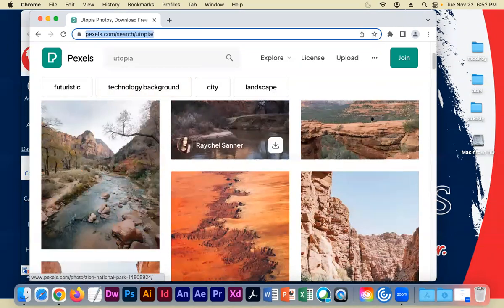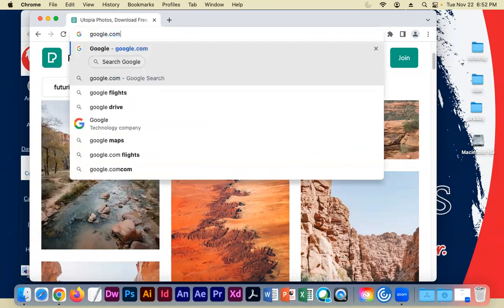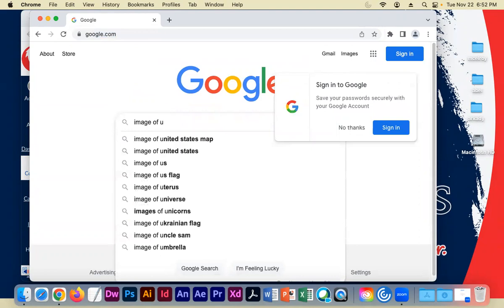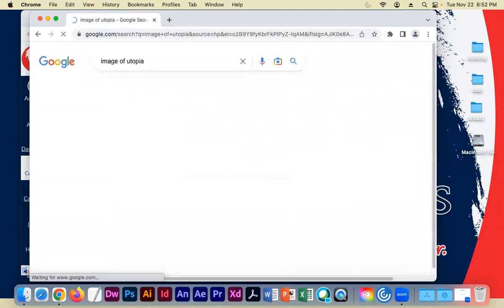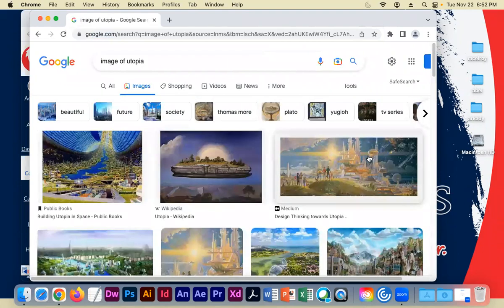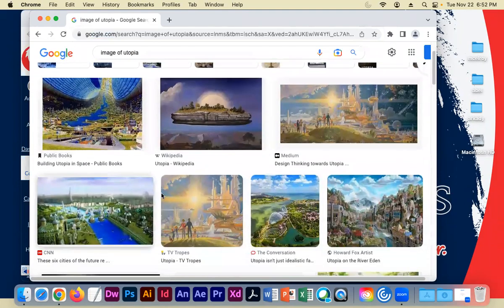These are all super high resolution, will function perfectly in a 12 by 18 environment. If you choose to go over to Google image of utopia, you're going to get this stuff, right? This is most people's idea of utopia.